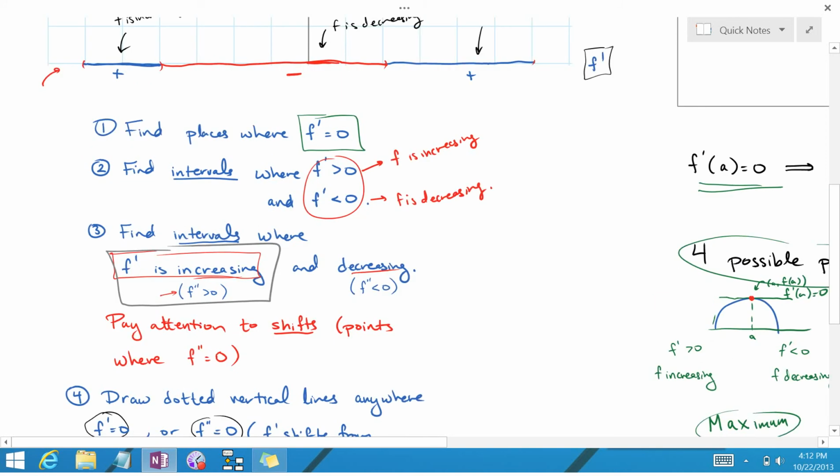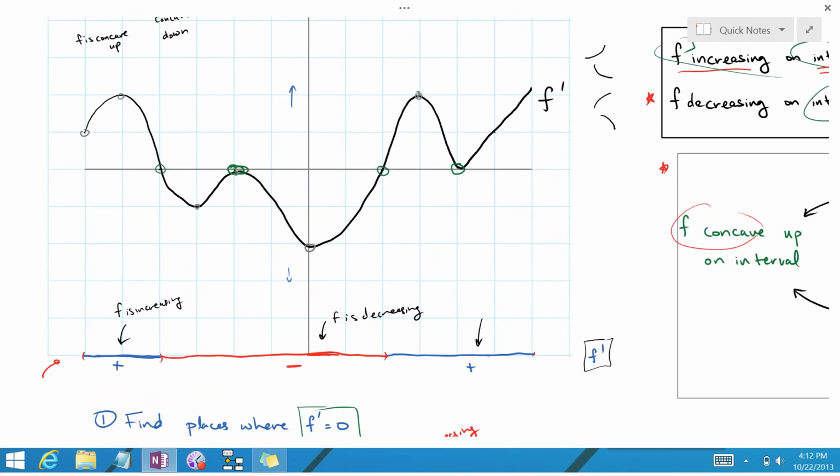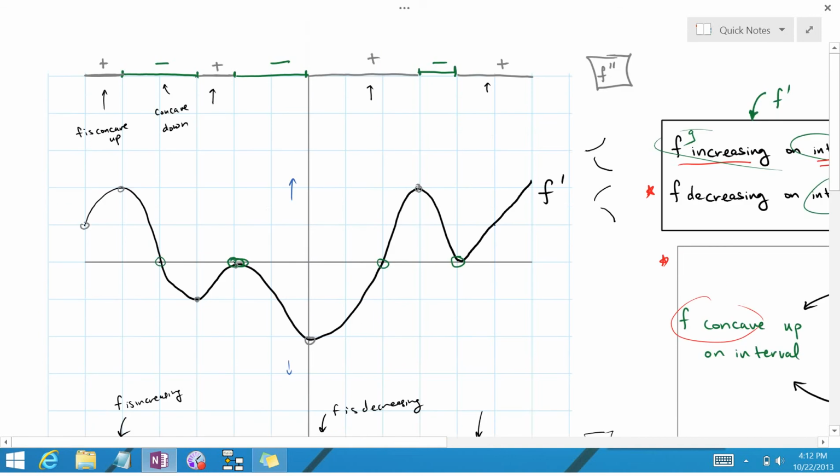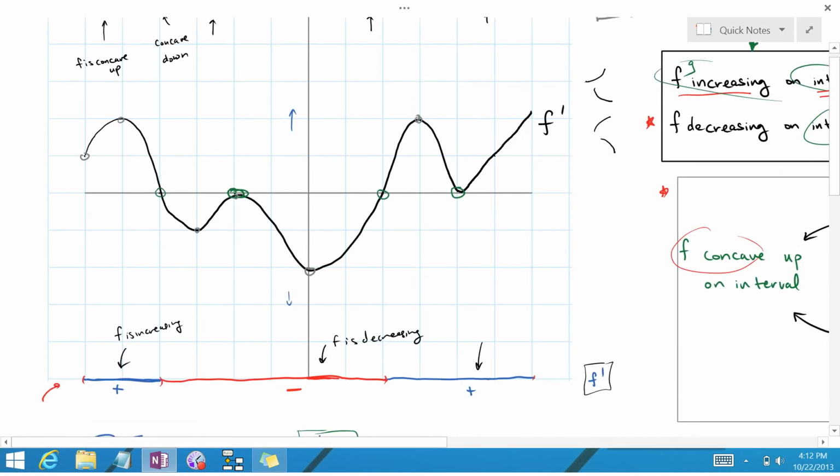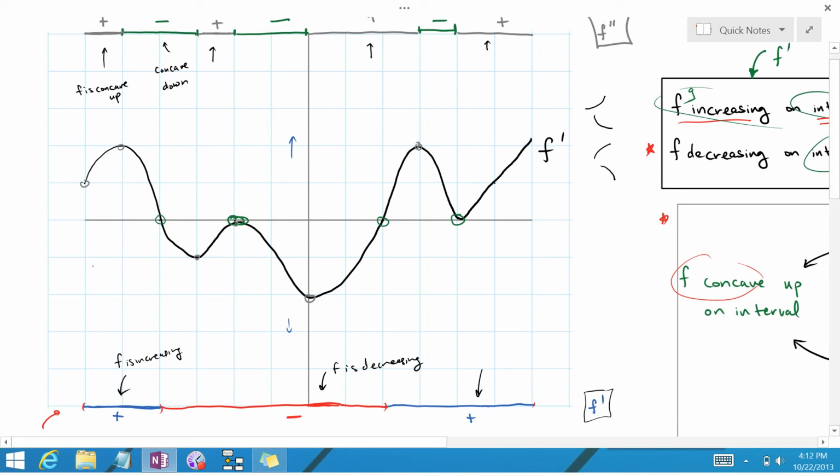So in other words, I'm just looking at the boundaries between these blue and red intervals on the bottom and also these gray and green intervals. And I just draw a vertical line wherever I see any kind of shift. Here I see a gray to green shift, so I'm going to draw a vertical line. Here I see a blue to red shift. I'm going to draw a vertical line. Here I see a green to gray shift. I'm going to draw a vertical line. Alright, here I see another gray to green shift. There's a shift in concavity.